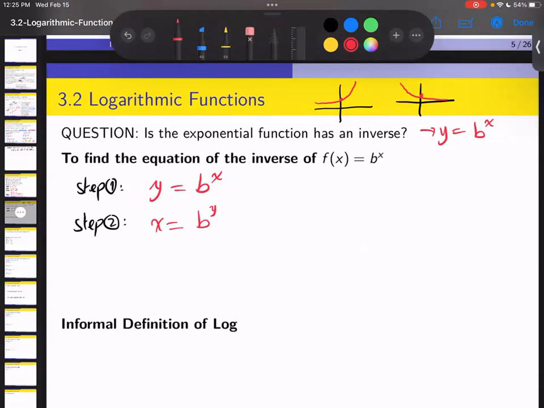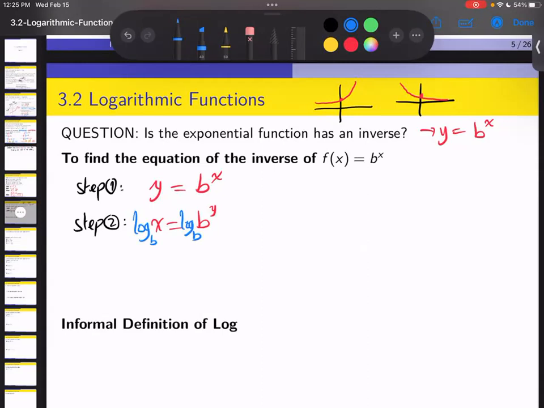Well, lucky for us, the inverse of an exponential function is called log. So what I'm going to do is take log base b of both sides. You know how you take the square root of both sides? Kind of like that. You take log base b of both sides. Why do I choose base b? Why not base a, base c, base d? Why does it have to be base b?